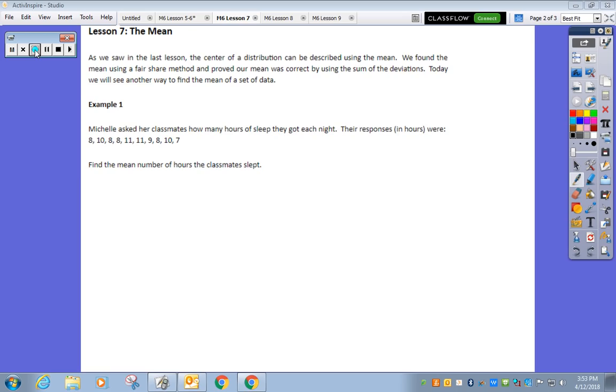Michelle asked her classmates how many hours of sleep they got each night. Their responses in hours were as follows. Find the mean number of hours the classmates slept.